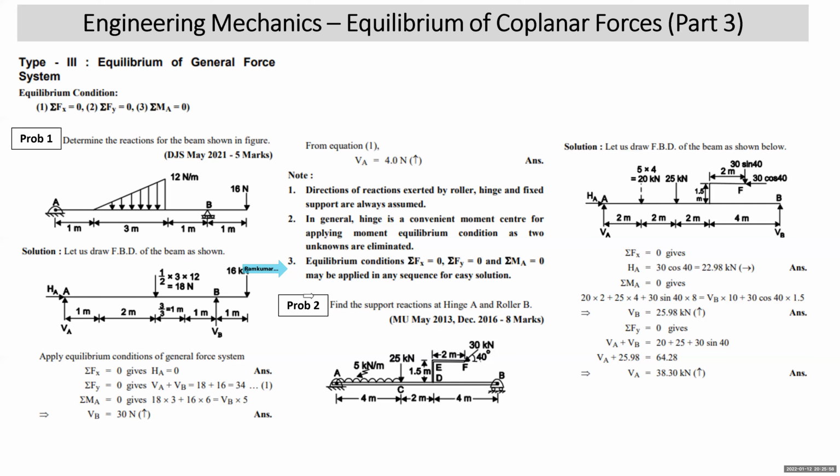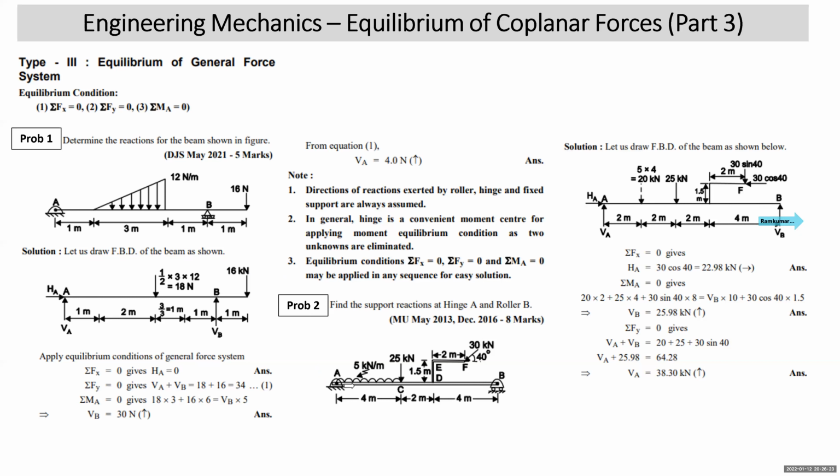It is on the same slide. You can see the second problem. Find the support reactions at hinge A and roller B. You have the hinge at A, so two reactions will be exerted by the hinge at A. One reaction will be exerted by the roller at B. We draw a free body diagram of the beam. We replace the hinge at A with two reactions HA and VA. We have shown one reaction VB over here.